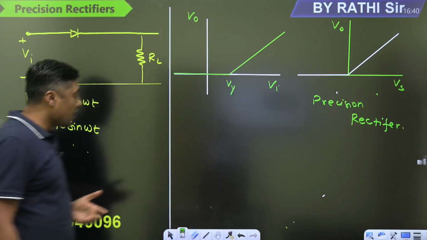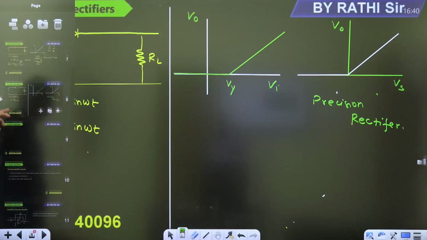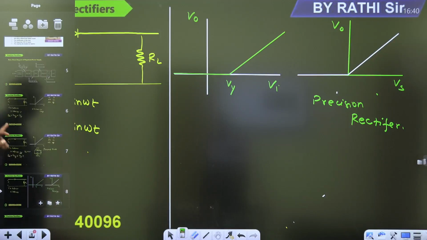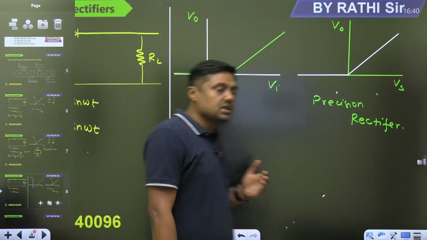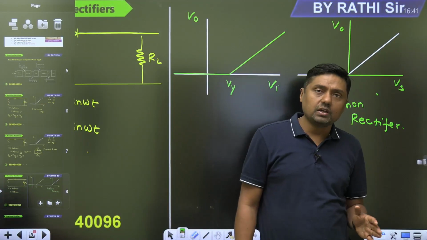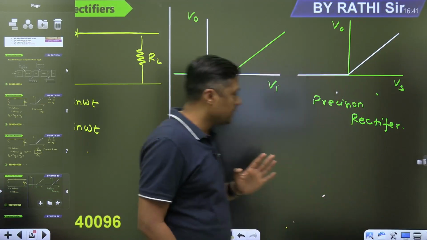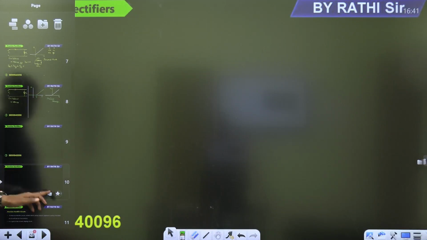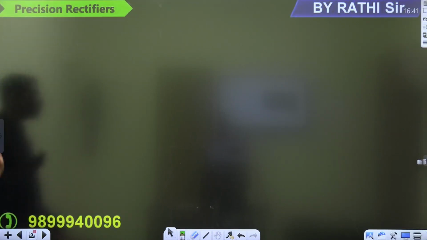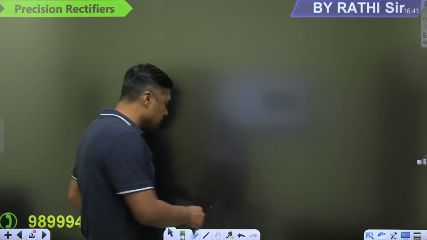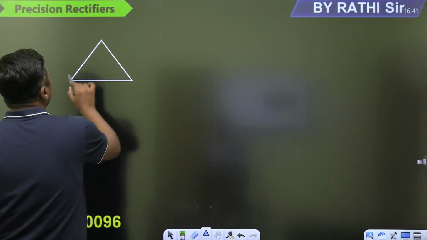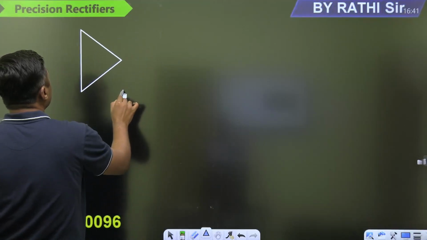Now you have to use an active device, that is the operational amplifier. First of all, we have discussed the half-wave rectifier and the full-wave rectifier. Here again we will design the precision half-wave rectifier and the precision full-wave rectifier by using an operational amplifier. So all the new students, you can watch my session on the operational amplifier. I have discussed what the operational amplifier is, the virtual short concept, virtual ground, inverting OpAmp, and non-inverting OpAmp. So I am just giving you the very basic things.